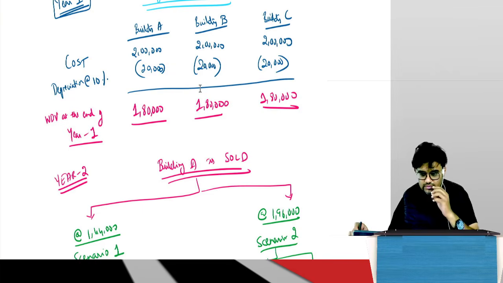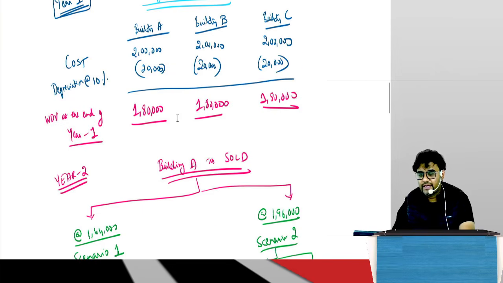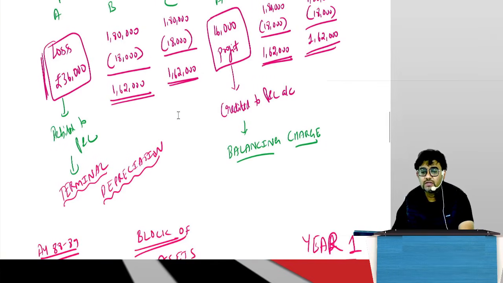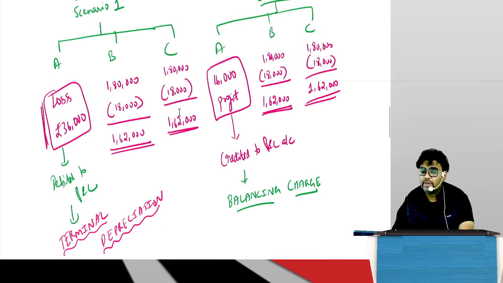Right. So that's the thing. So 1 lakh 80, 1 lakh 80 done, and all these things. Understood, guys? 36,000 terminal depreciation in the same year it is debited. Whereas in the other one, 16,000 rupees balancing charge, it is credited.